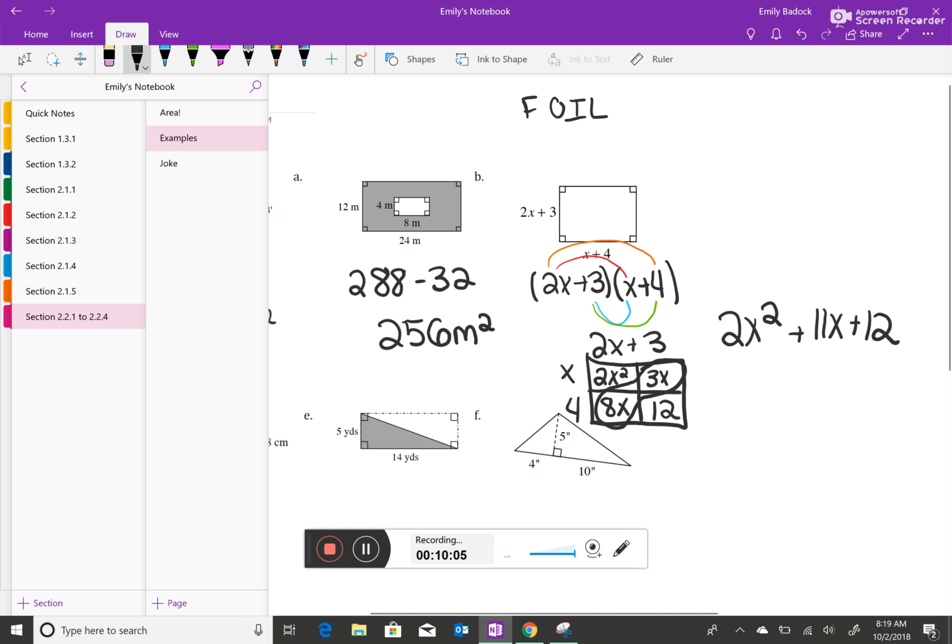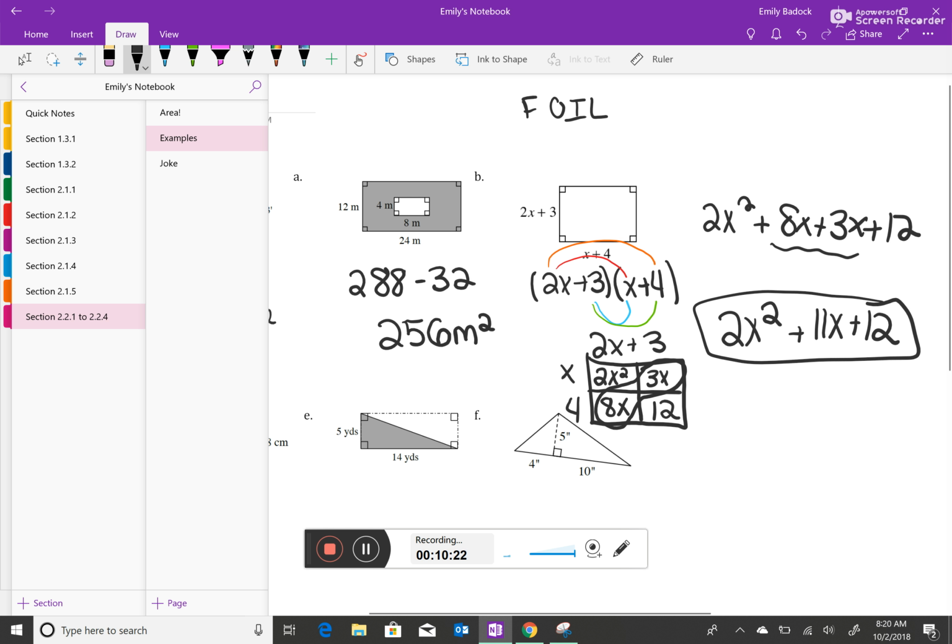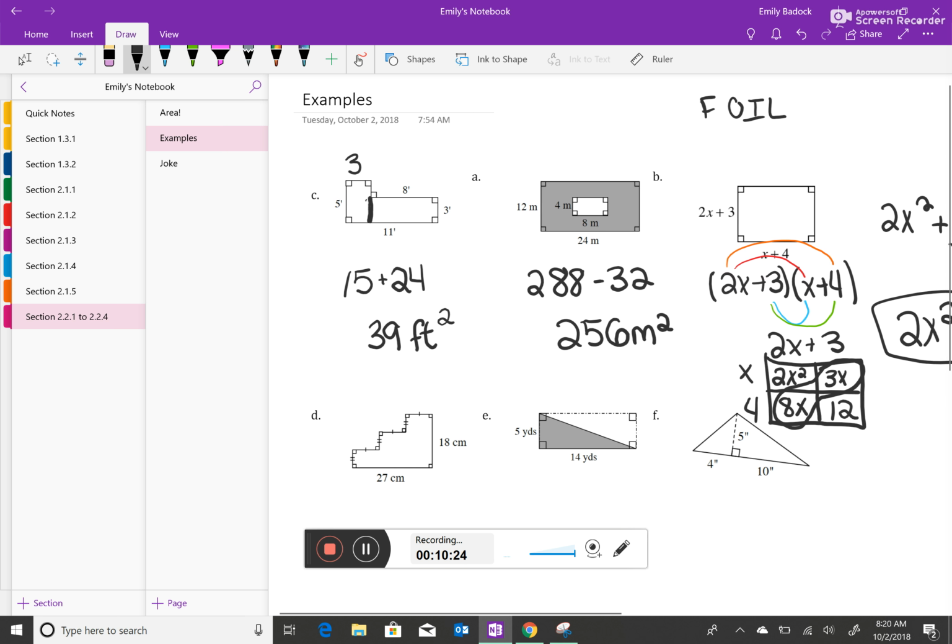It'd be the same thing if I did it this way. I would take 2x times x, I'd get 2x squared. 2x times 4, I'd get 8x. 3 times x, I'd get 3x plus 12. So it's the same exact thing. And then you just simplify this middle part. So that would be your final area because you can't do anything else for that guy.